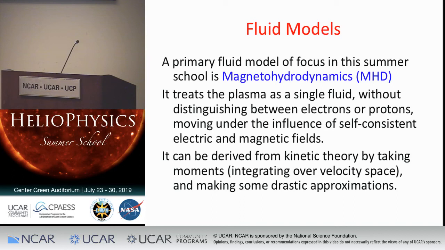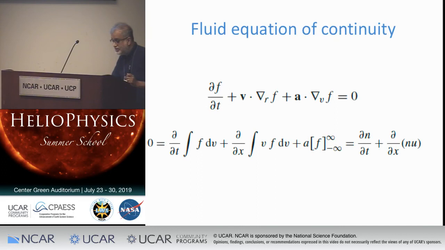position and time. So, MHD treats the plasma as a single fluid without distinguishing between electrons or protons moving under the influence of self-consistent electric and magnetic fields. It can be derived from kinetic theory by taking moments and making some really drastic approximations. So, I'm just going to try to give you a flavor of this. The continuity equation for MHD, let's simplify things in 1D. So, you start with this equation.